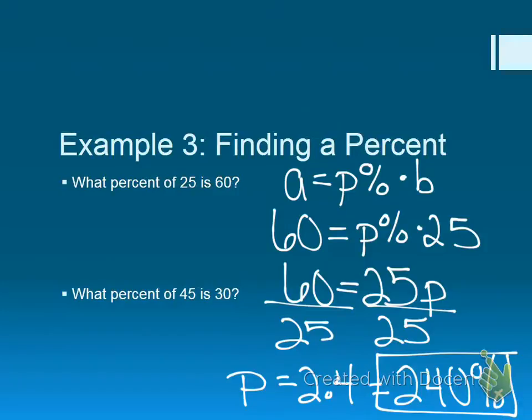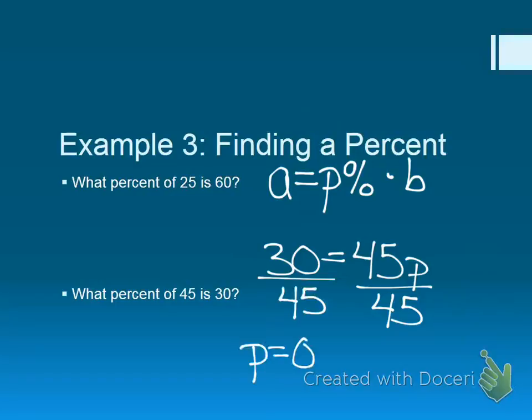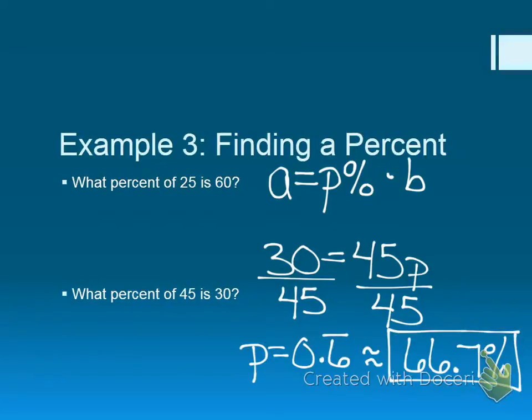So on these, when you're solving for P, you've got to do a little switching up for 25P. And then when you get your answer, make sure you write it as a percentage. And then you'll be good. Okay, go ahead and solve the second one. What percent of 45 is 30? All right, so A equals P percent times B. 30 equals 45P. Divide both sides by 45. 66.7%. If you said 66.6, that would be fine too. Okay, 66 and 2/3% would be fine.